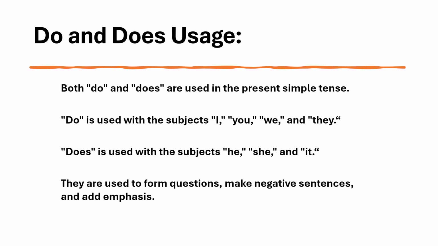Now revise the usage of do or does. Both do and does are mainly used in the present simple tense. Do is used with the subjects I, you, we and they. Does is used with the subjects he, she and it. They are used to form questions, negative sentences and to add emphasis.